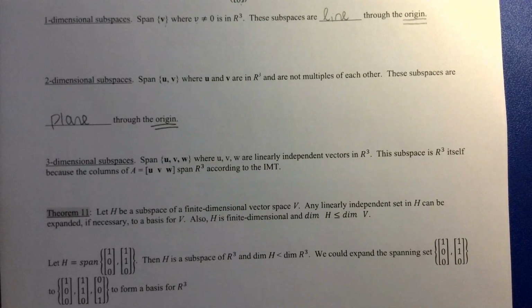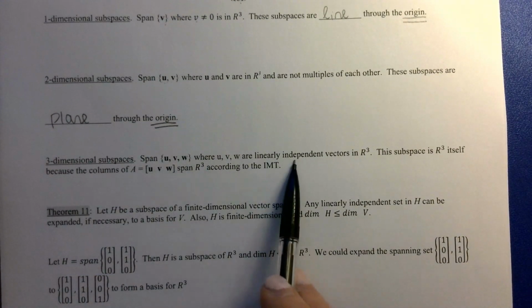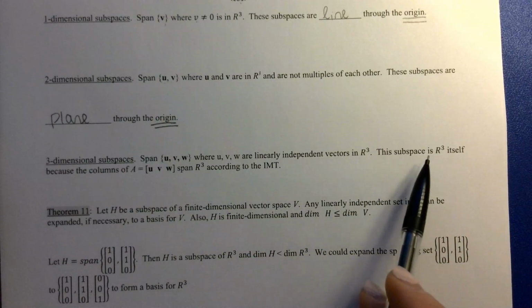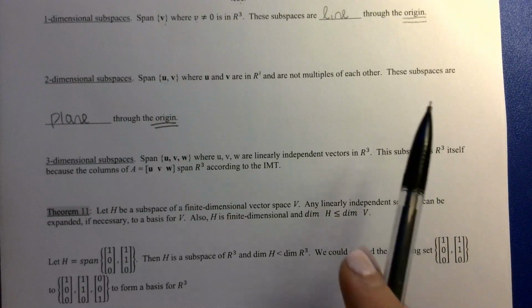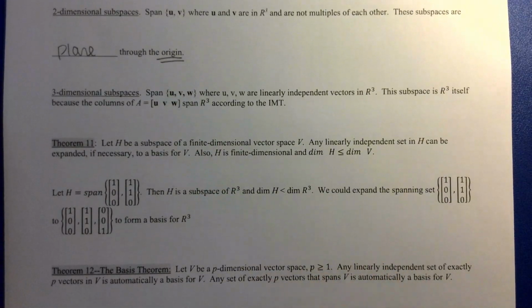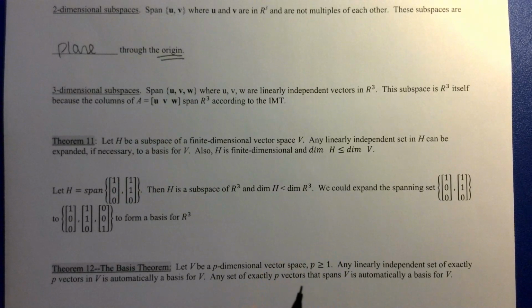All right, and last but not least, the three-dimensional subspaces. Okay, 3 vectors that are linearly independent. A three-dimensional subspace is R3. Okay, that is its own subspace, or vector space, if you want to think about it. Okay, all right, so if you printed out the notes, which I doubt maybe you did, but Theorem 11, let's look at a couple other things, and we are almost done, in fact.